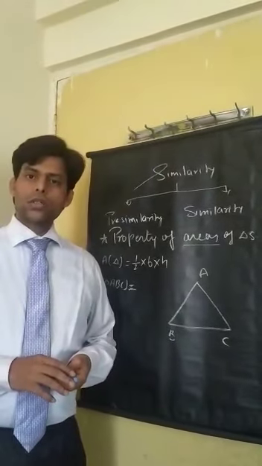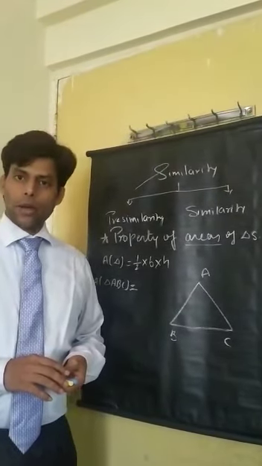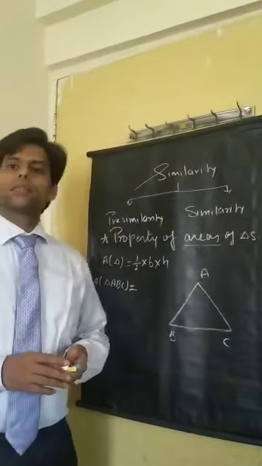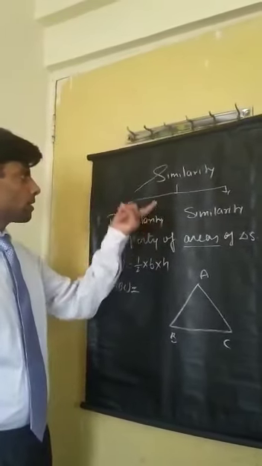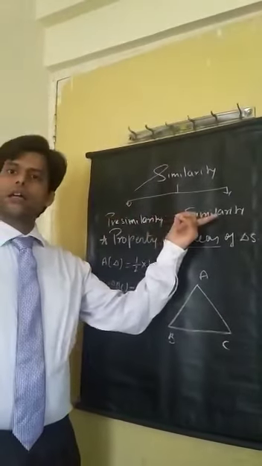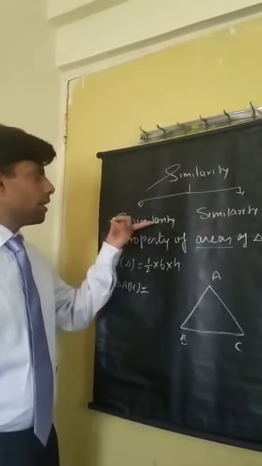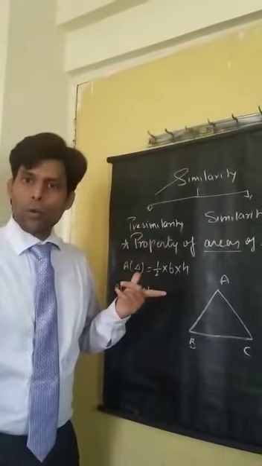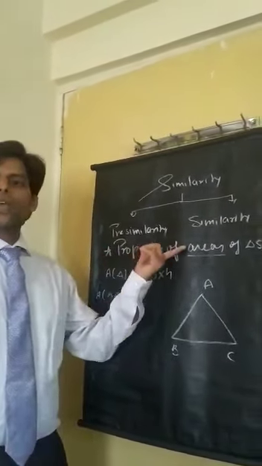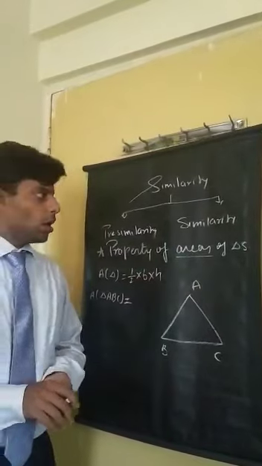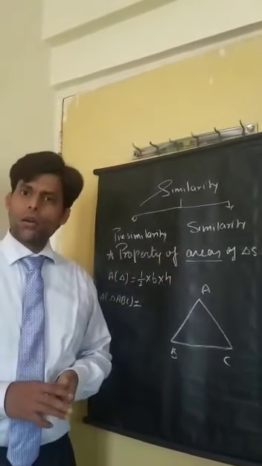Today we are going to learn the first chapter from geometry and the topic is similarity. We are going to study this chapter in two parts, the pre-similarity part and the similarity part. In the pre-similarity part there are a lot of properties, where the first property is titled the property of areas of triangles. So let's see what the formula for area of a triangle is.